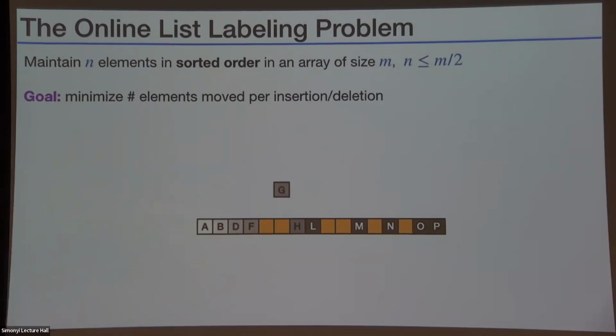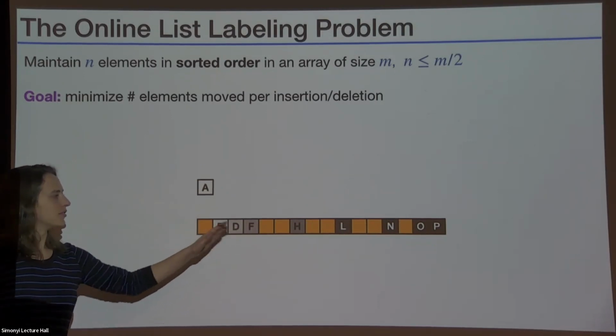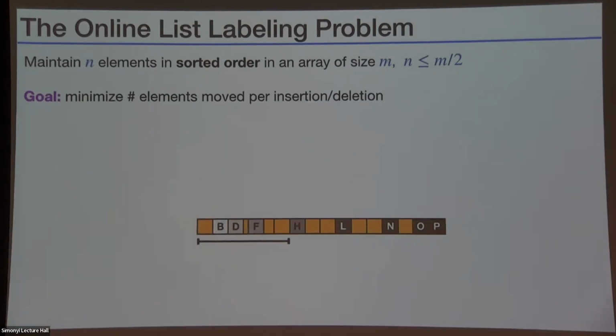in sorted order. And in order to keep everything in sorted order, we may need to move elements around as the adversary is doing their insertions and deletions. So if the adversary were to insert a C, for example, then we would have to move things around in order to accommodate that. Okay, and our goal is to move around as few items as possible per insertion or deletion of the adversary. Okay, so does the problem definition make sense?